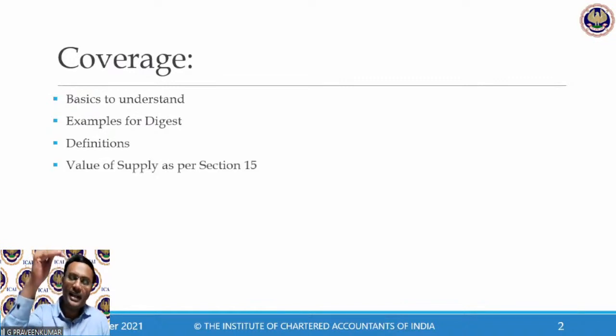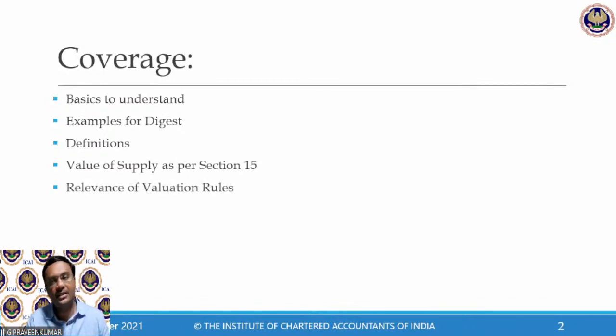We will have a detailed walkthrough of section 15. I'll give examples at various stages for us to understand how this section 15 has to be understood. Connected with section 15, we have chapter 4 of the CGST Rules. This chapter 4 gives us guidance when we have challenges in applying the value of supply, and how each transaction has to be understood. So I'll take you through this chapter 4 of the CGST Rules.